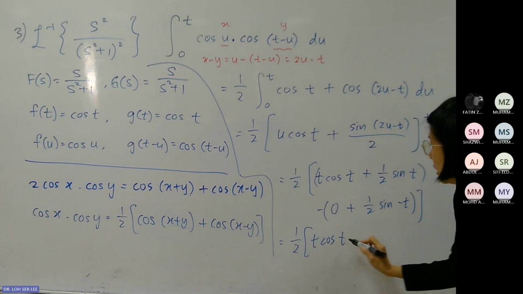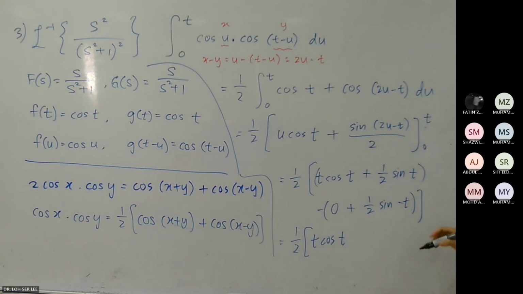T cos t. What is this? Negative sign. So we can bring the negative outside here, right? Yes. So this is minus. So minus, we get a plus, right? Half plus half, 1.